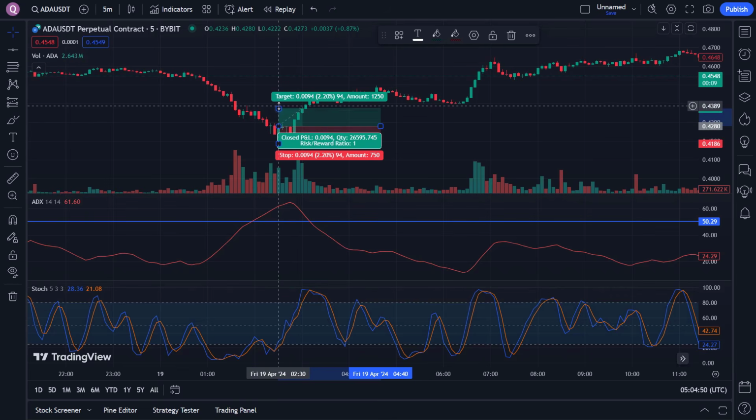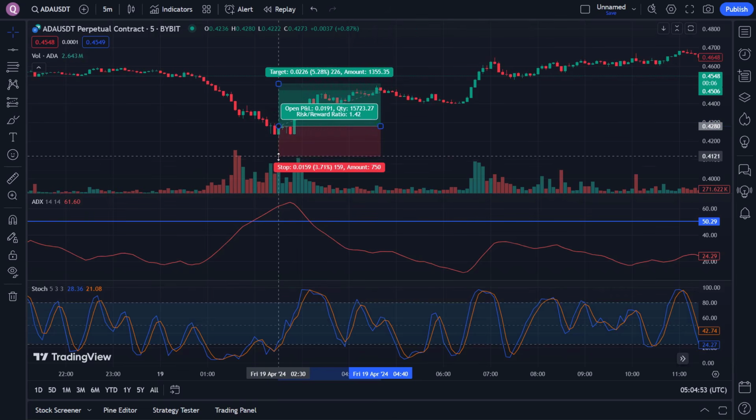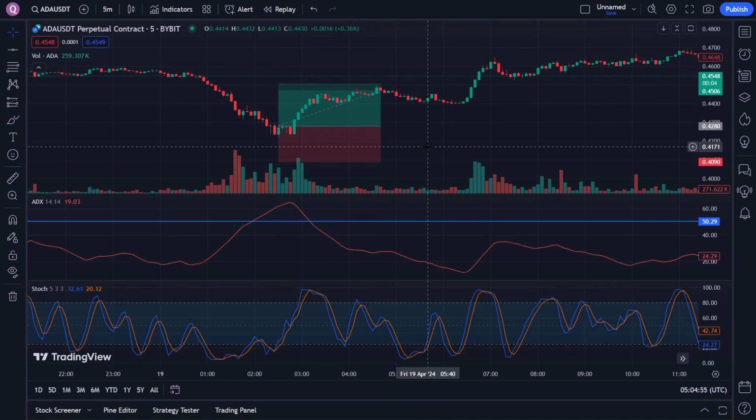To manage our risk, we will use fixed take-profit and stop-loss levels. These are predetermined levels at which we will close our trade to either secure our profits, take profit, or limit our losses, stop-loss.